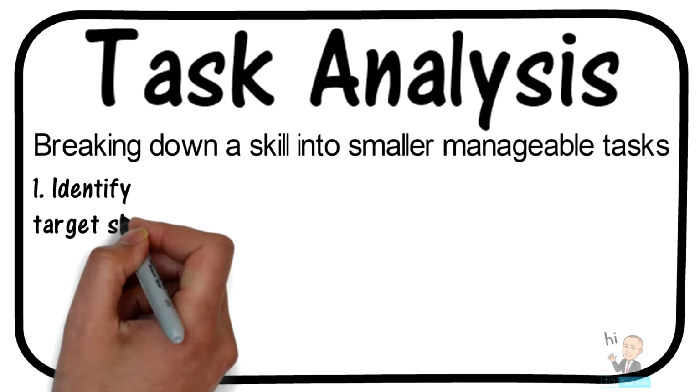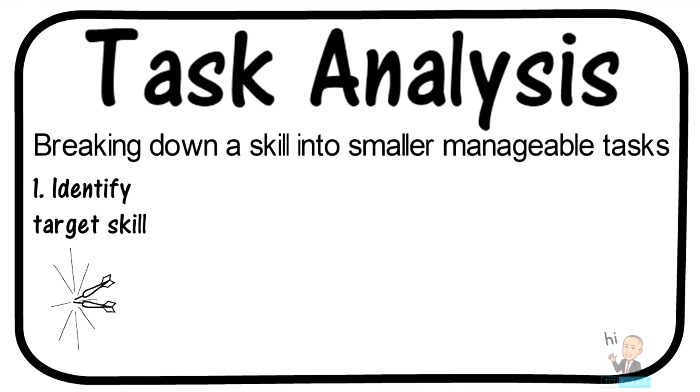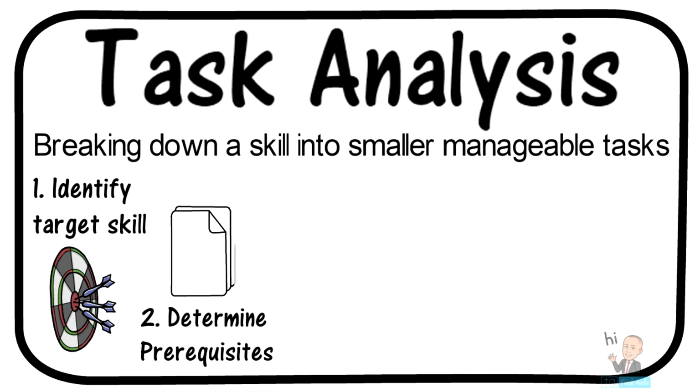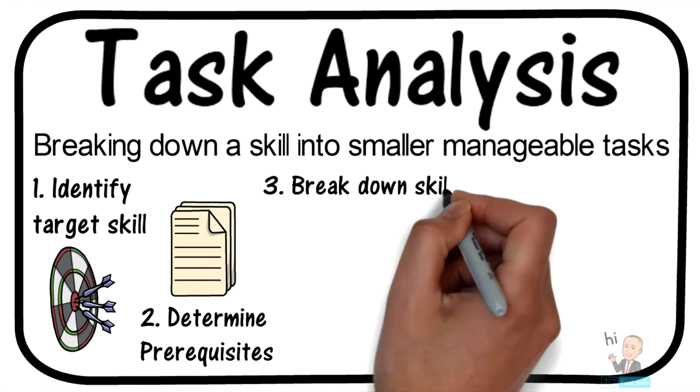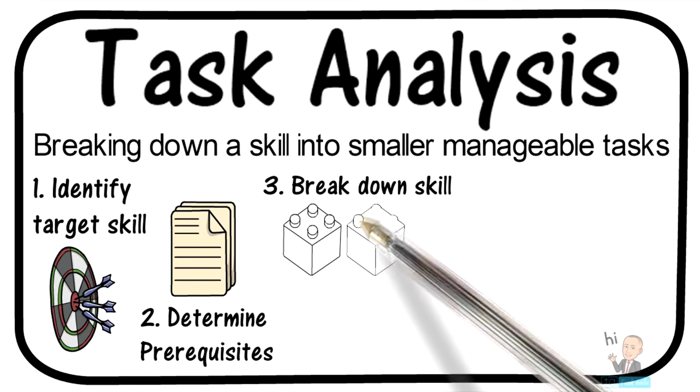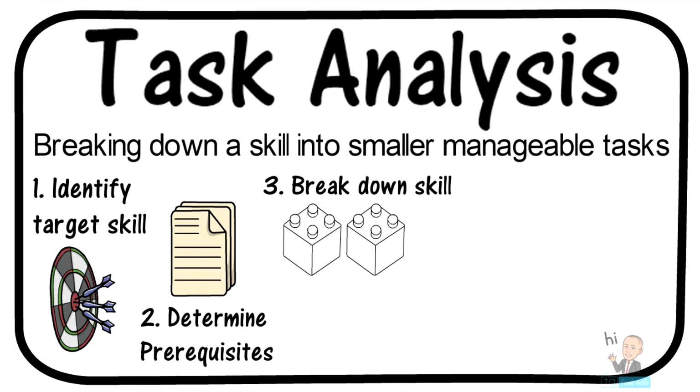First, you want to identify the target skill. It could be as simple as tying your shoes. Number 2, determine the prerequisites for the skill, like first being able to put on your shoes. Next, you break down the skill. For example, loop, swoop, and then pull for the laces.